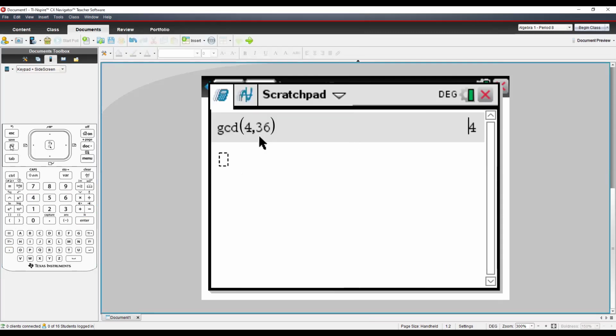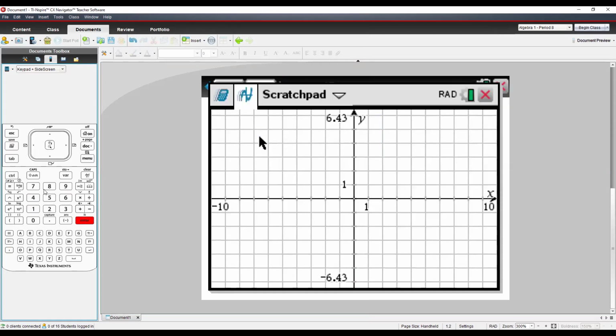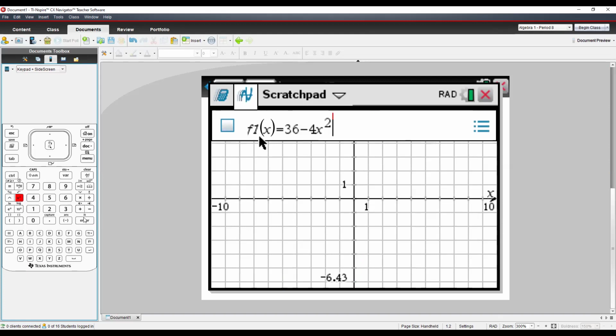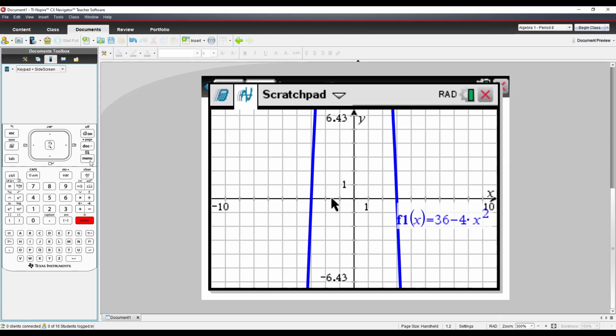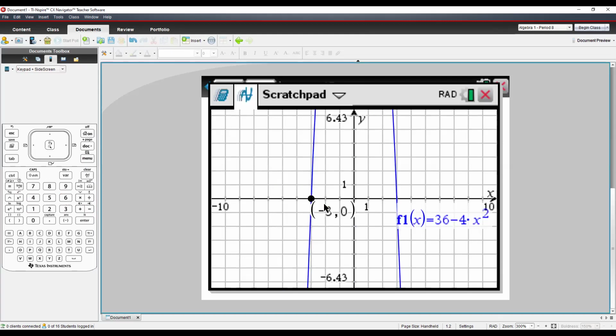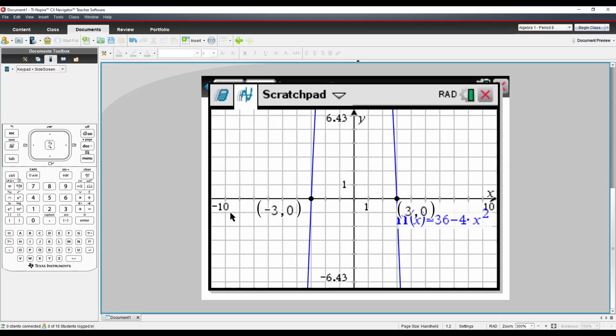Now, I'm going to graph this function, and then I'm just going to find the zeros. Let me get rid of this one, menu 14. And then I'm going to type in 36 minus 4x squared and press enter. All right, so there are my two zeros. I'm just going to do menu 61. There's one of the zeros. And then I'm going to do menu 61 again. There's my other zero. So those are my two zeros. I'm going to write those down. It's going to be x equals -3 and x equals +3.